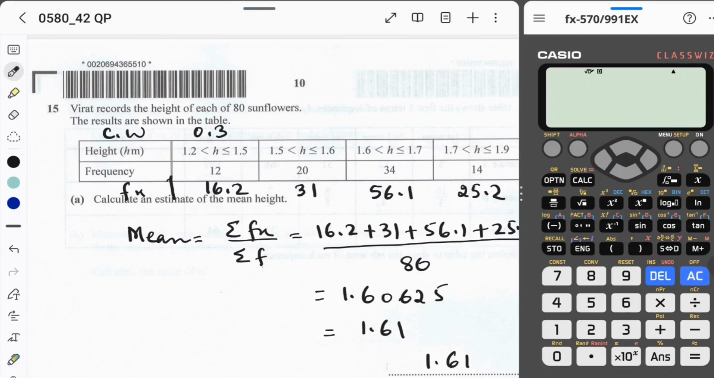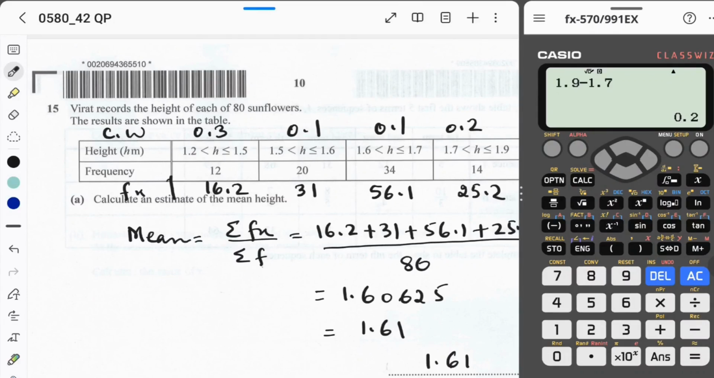And then 1.6 and 1.5, the difference is only 0.1. If anybody has any problems, just check. And then we have 1.7 and 1.6, which is also 0.1. And 1.9 and 1.7, it's also simple, which is equal to 0.2. Like 17 and 19, the difference is two.